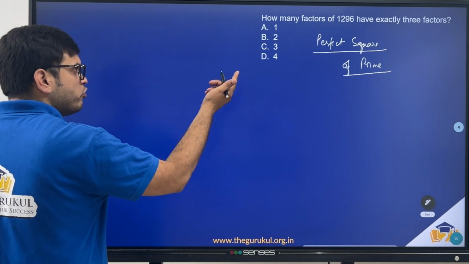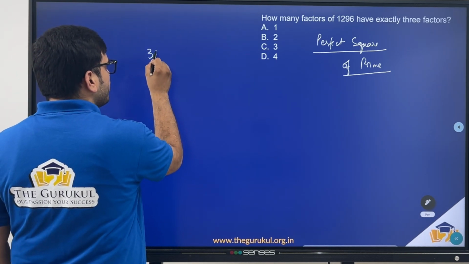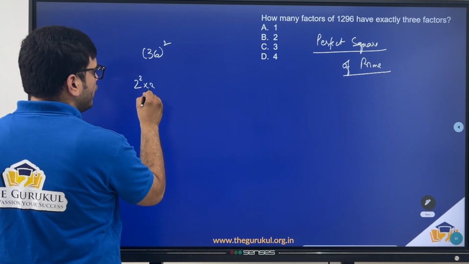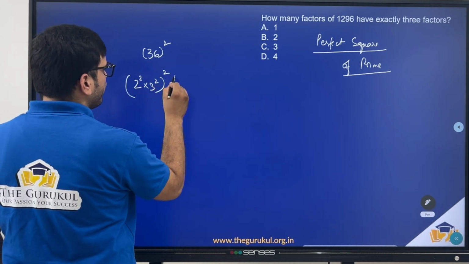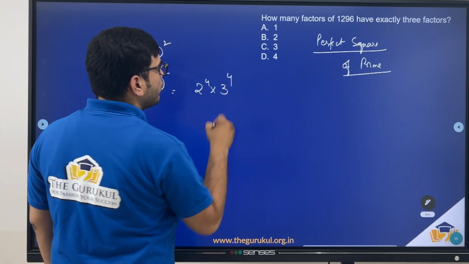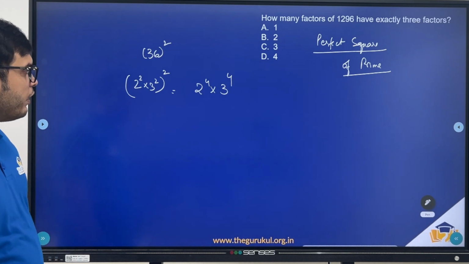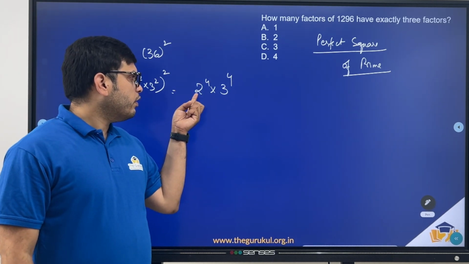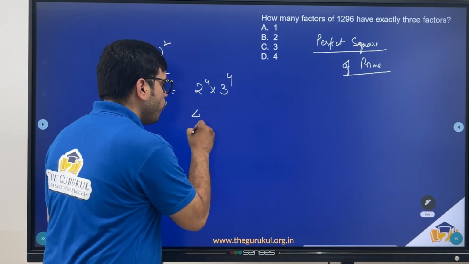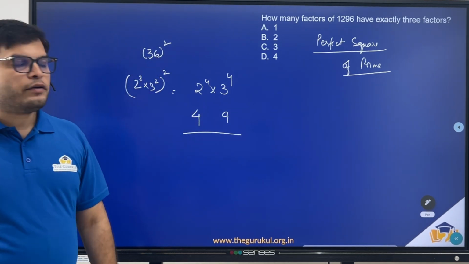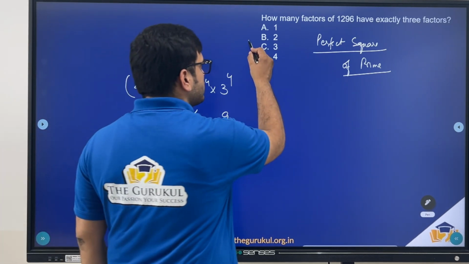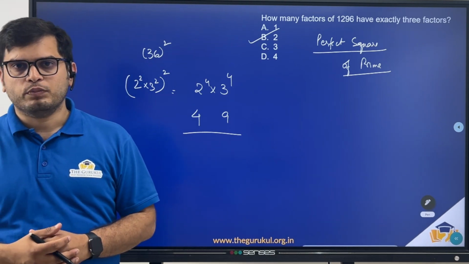So how can we factorize 1296? 1296 is nothing but 36 square. So 36 is 2 square into 3 square, power 2. So that would be 2 power 4 into 3 power 4. So how many prime factors are there? 2 and 3. So squares of them, 4 and 9. You have two factors of 1296 that have exactly 3 factors. So the answer for this question should be option 2.